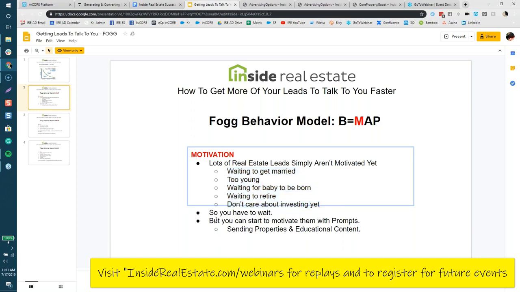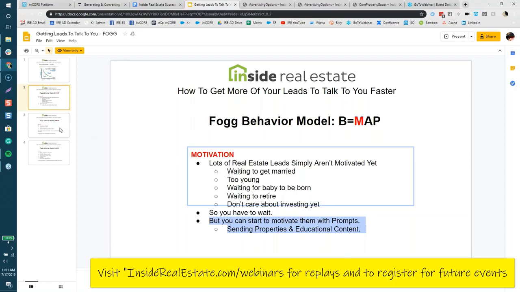Or if you're doing investor stuff, they don't care about investing in a property yet, right? So you have to wait, but the good news is you can start to motivate people with prompts by sending properties and educational content. We'll get more into the prompts in a second.